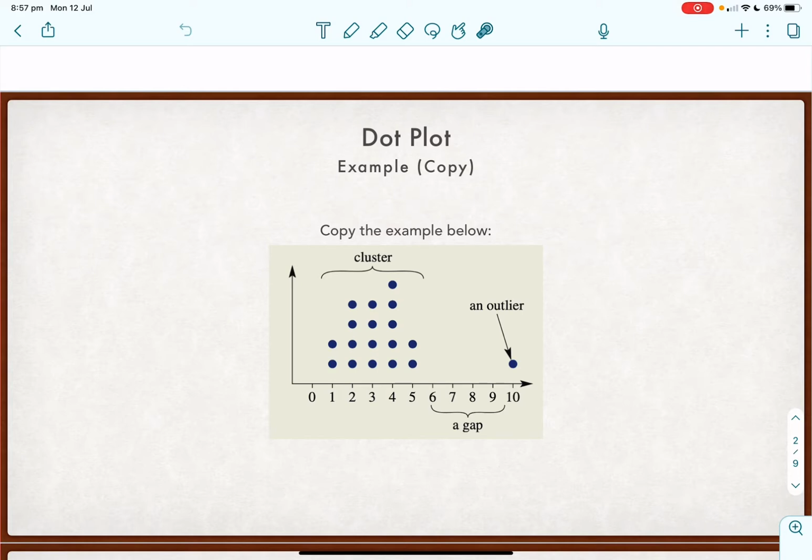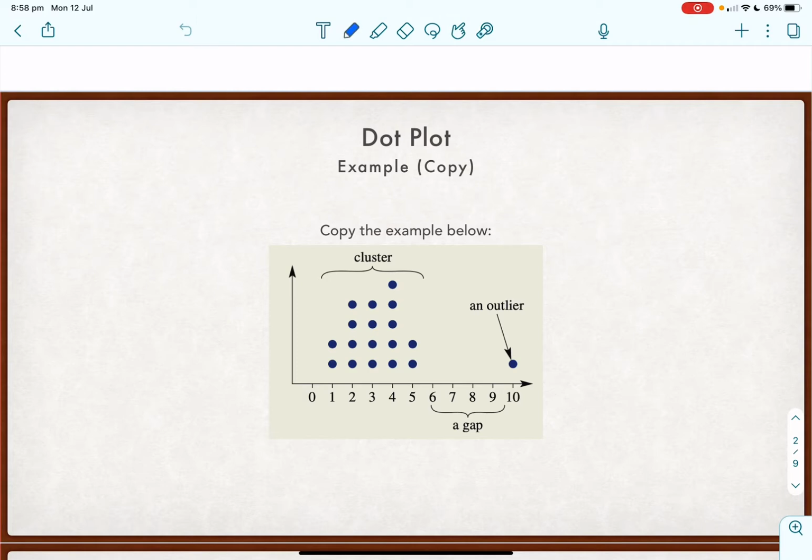There's something about dot plots, that they have what we call clusters. A cluster is where a whole lot of dots are grouped together. And then if you have a gap and then there are one or two on the outside, we call them outliers. They're just like the loners, they sit away from everyone. Just like that, we call those outliers. So that is what a dot plot is.